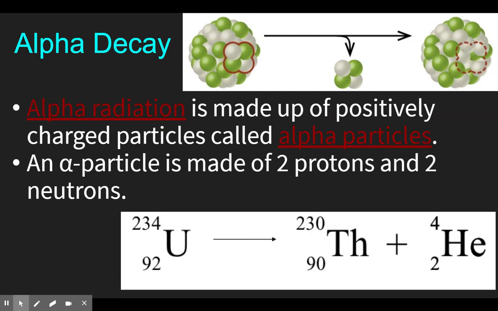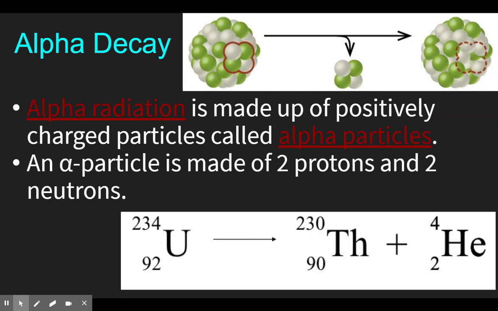And what alpha decay is, is when an unstable nucleus kind of shifts and falls apart, and the piece that falls off consists of two protons and two neutrons. That very specific arrangement is called an alpha particle. So the alpha particle can't be anything different than that. It can't be like three protons and two neutrons or one proton and one neutron. An alpha particle is specifically two protons and two neutrons.